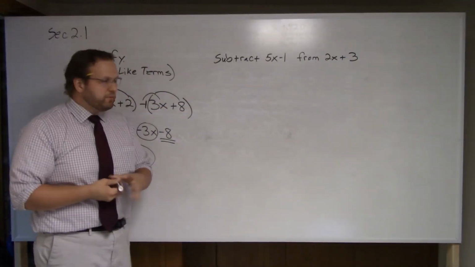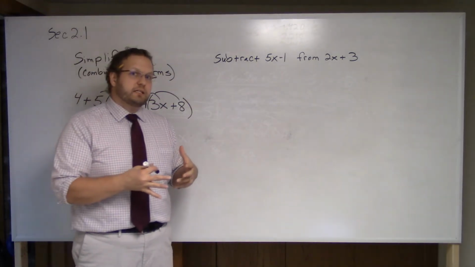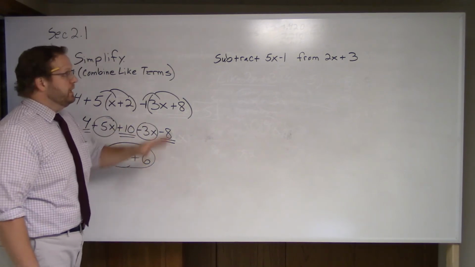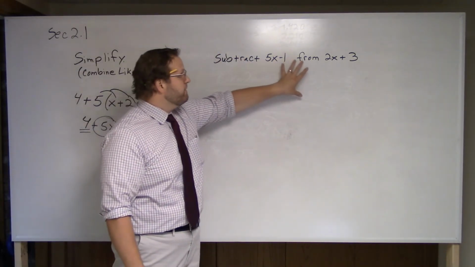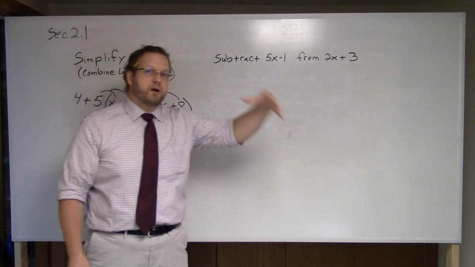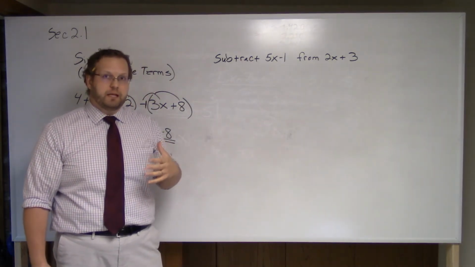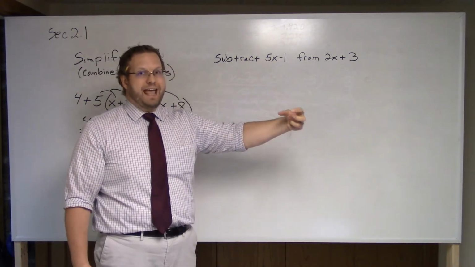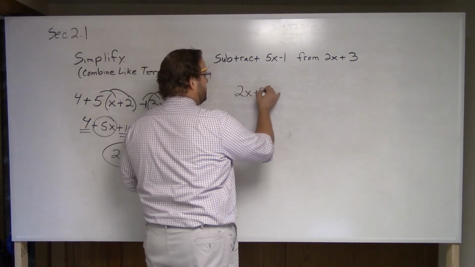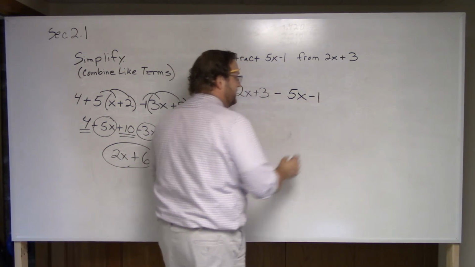Now this is a little different because they're giving you those words in between that we have to first translate into a purely algebraic expression before we can work with. Now, subtract this from that. Remember when you use that phrasing, subtract from, that from portion starts the problem. And then we take from it after the fact. So what we have is 2x plus 3 to start, and then we're subtracting the 5x minus 1.